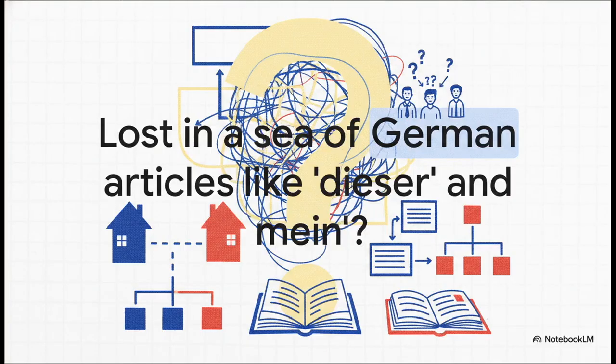Does this whole mess look familiar? You know the noun, you know the verb, but then, bam, you hit this wall of what feels like a million random little words. Is it dieser Mann or diesen Mann? Should I use mein or meinen? I get it. It's a super common frustration for anyone learning German, but I'm telling you, there's a secret that makes all of this just click.